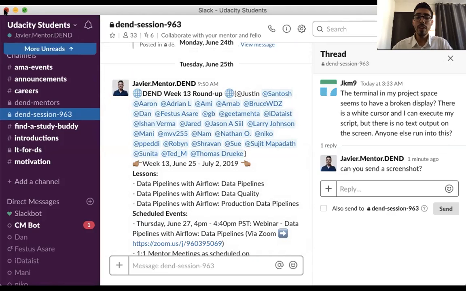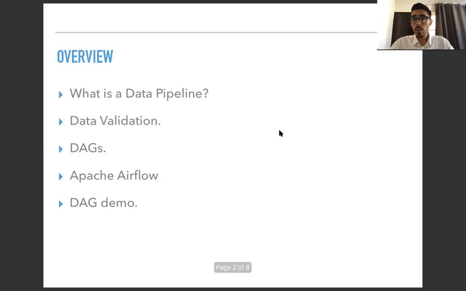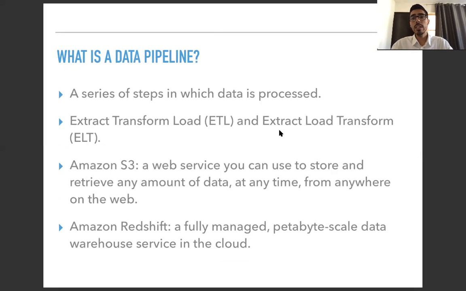So today's webinar is webinar number 13 already. Three months down, we're getting into the last unit of content before moving onto the capstone project. And I'm really excited to start this data pipelines unit. Today's webinar we'll be covering what is a data pipeline, what is data validation, what are DAGs, Apache Airflow, and then we'll do a DAG demo. All right, so let's get started.